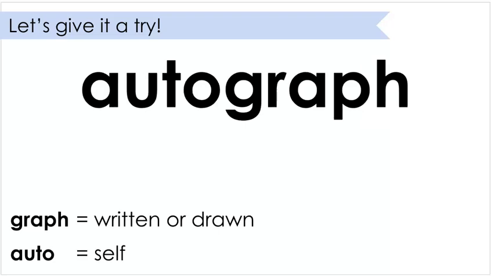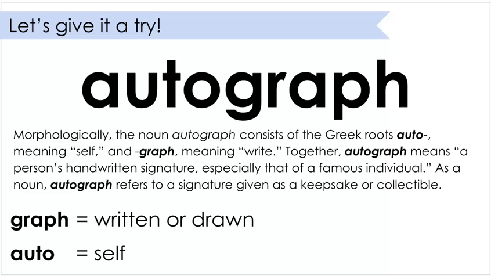If you guessed autograph, you are correct. Now, judging by the meaning of our prefix and our base word, what do you think autograph means? Morphologically, the noun autograph consists of the Greek roots auto, meaning self, and graph, meaning write. Together, autograph means a person's handwritten signature, especially that of a famous individual.